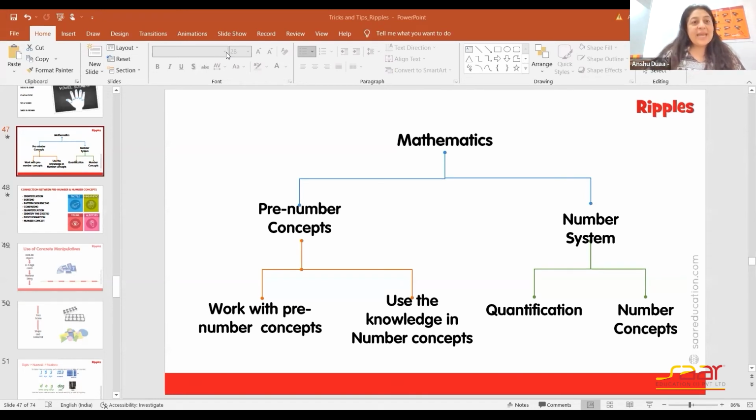Right? जैसे कि आप tall and short करते हो, big small करते हो, you use them in measurement. Right? You do it in comparison. So all the pre-number concepts are used in number concepts. And when you talk about number concepts, one of the most important things is that I do quantification. So quantification क्या है? Quantification is how much do I have?